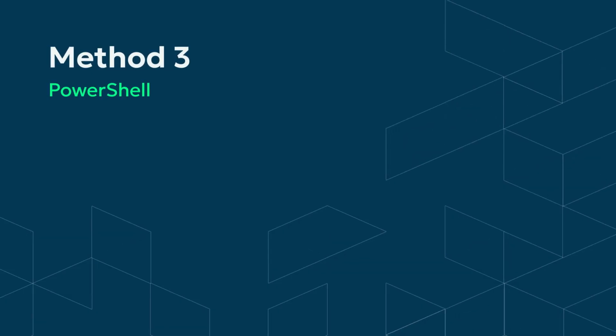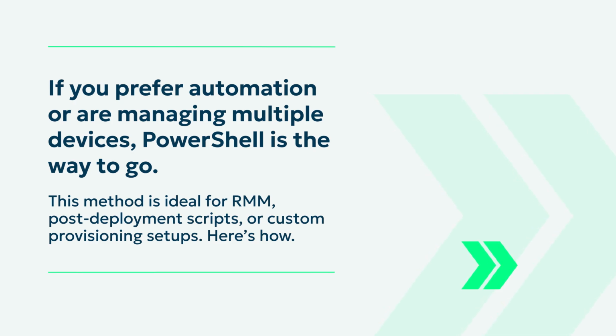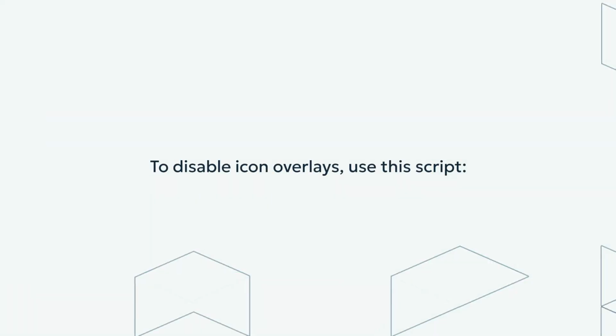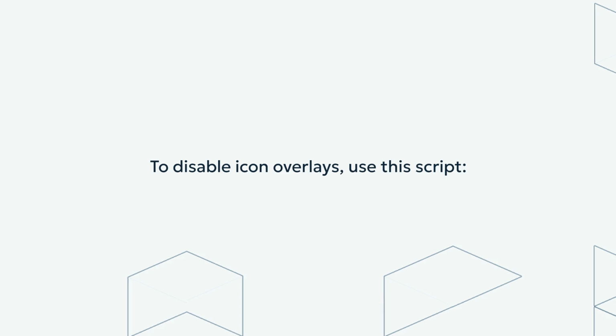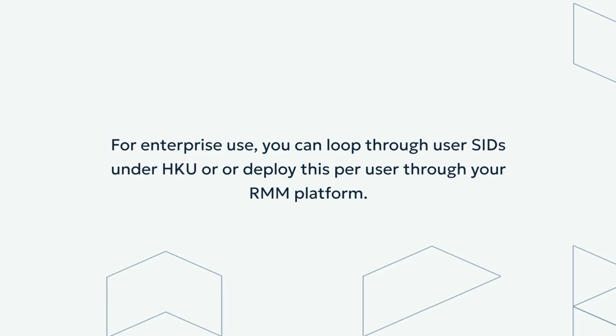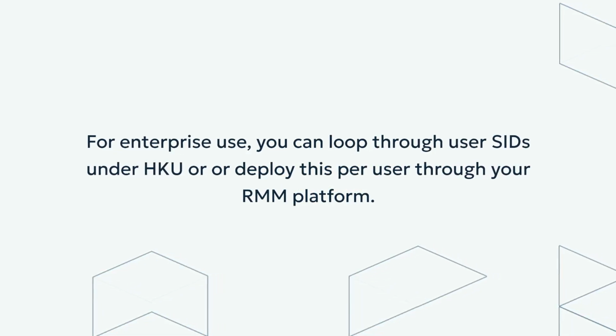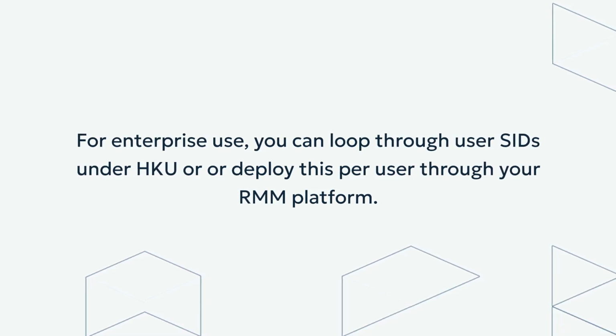Method 3. PowerShell. If you prefer automation or are managing multiple devices, PowerShell is the way to go. This method is ideal for RMM, post-deployment scripts, or custom provisioning setups. Here's how. To disable icon overlays, use this script. Alternatively, use this to enable it. For enterprise use, you can loop through user SIDs under HKU or deploy this per user through your RMM platform.